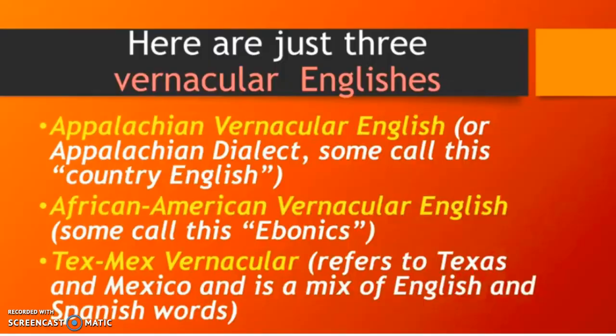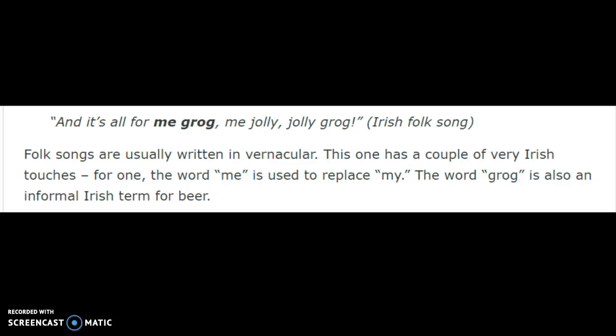For example, in the U.S., 3 different types of vernaculars, and there are so many, include Appalachian Vernacular English, African American Vernacular English, also known as Ebonics, and Tex-Mex Vernacular. Depending on where you are in the U.S., between these vernaculars and the many other vernaculars that exist, people are going to select different words to say the same thing. And those differences in words is what vernacular is. So let's look at some examples.